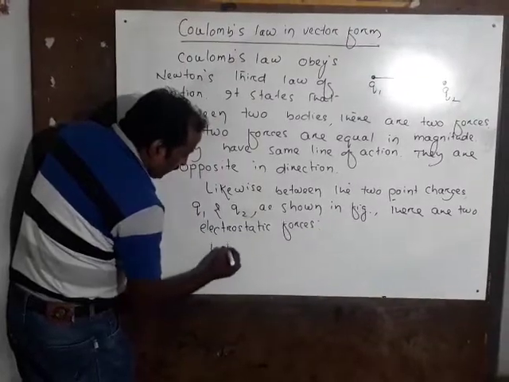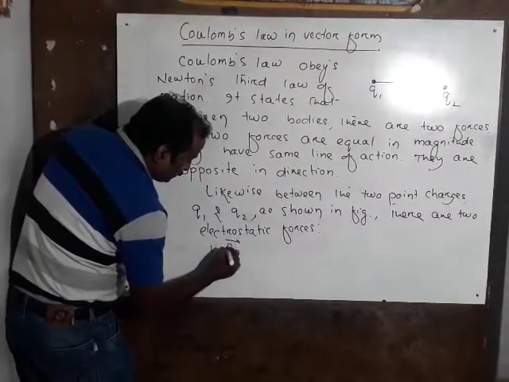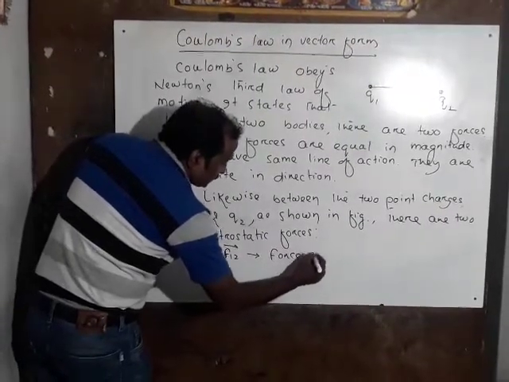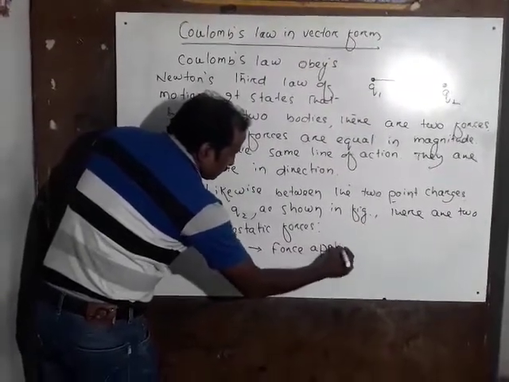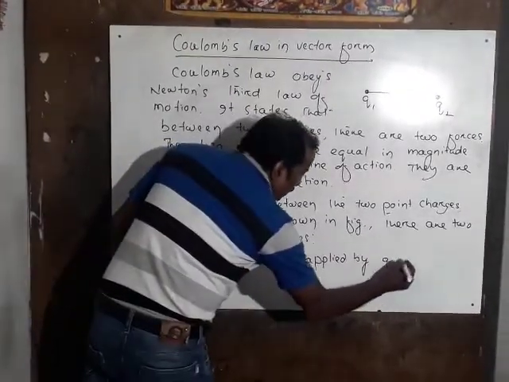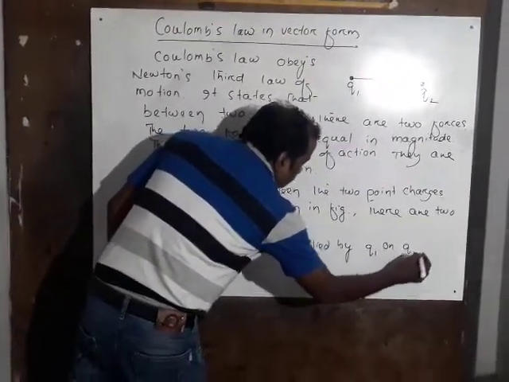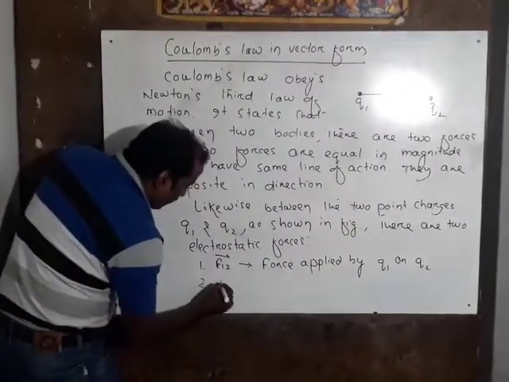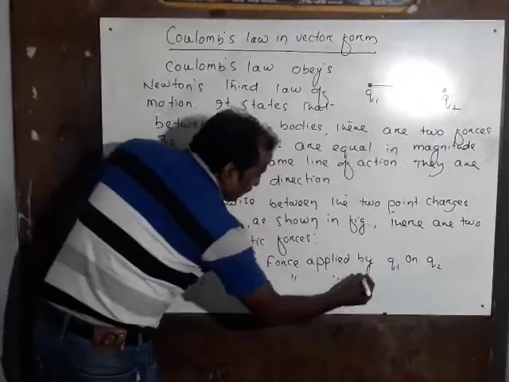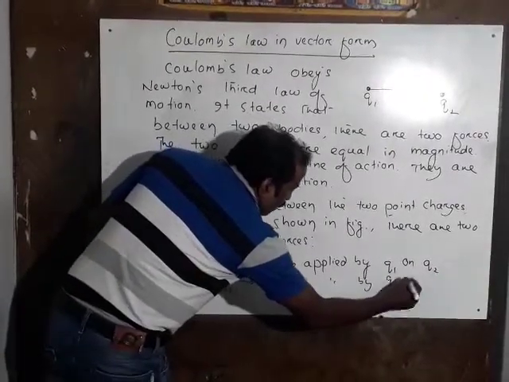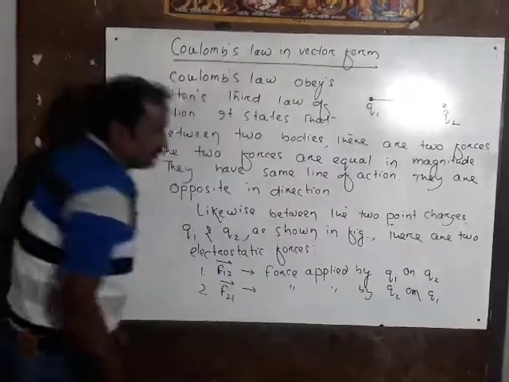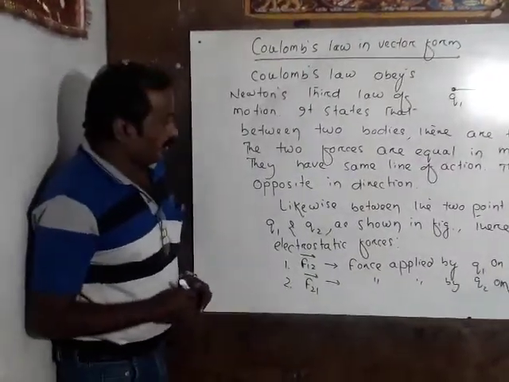One is F12, that is the force applied by Q1 on Q2. The next one is F21, the force applied by Q2 on Q1. Clear?